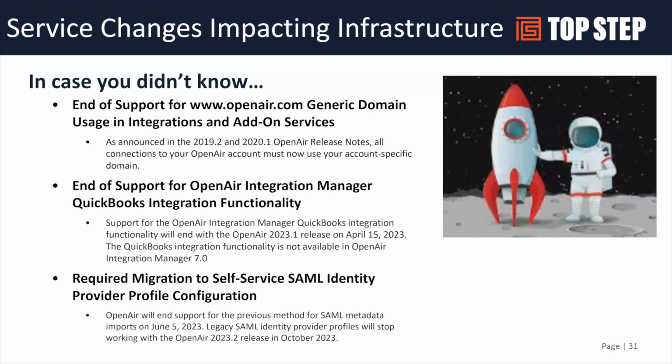So just a couple of other items in case you didn't know. If you're using an integration or using Integration Manager to regularly import or export data, you're going to need to update the URL that's being used to make sure it is the custom URL that you now see when you log into OpenAir and see in your browser URL. The www.openair.com URL has been deprecated. It'll have to be replaced with the more custom one, which includes your company name and the OpenAir ID. So you'll have to update those integrations.